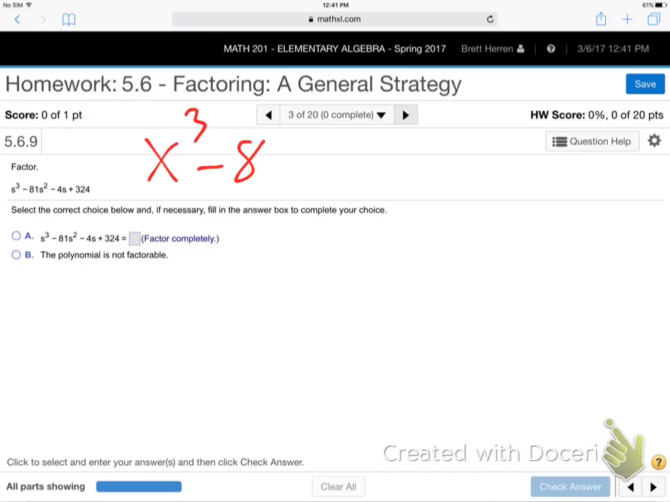X to the third minus 81x squared minus 4x plus 324. What's the first question on every factoring problem? What's in common with all the terms? Do they all have an X? Do they all have a number? No, the problem doesn't have any number at all. So, okay, forget that. So what do we do with 4 terms? For 3 terms we do FOIL. For 2 terms we do FL. What do we do for 4 terms?